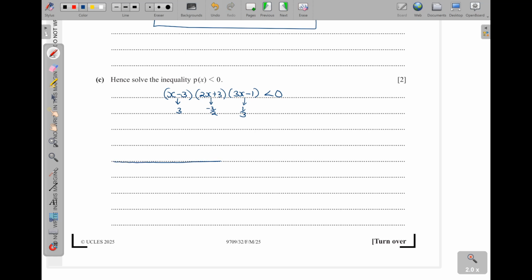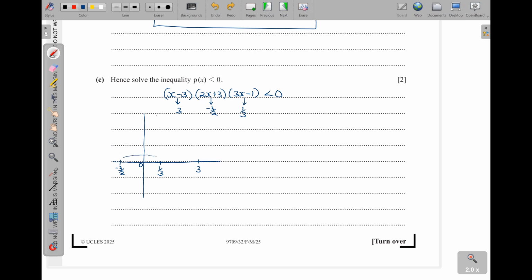So the sketch is going to be, since this is a cubic, we expect it to cut the x-axis 3 times. Now we have negative 3 over 2, which is this side. Then we have a third, and we also have 3 here. Now we need to know, is it going like this or does it come like this? Okay, now in between, let us just see. This is how you do it.